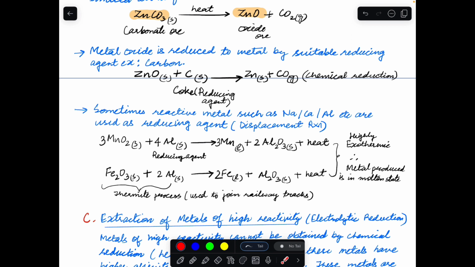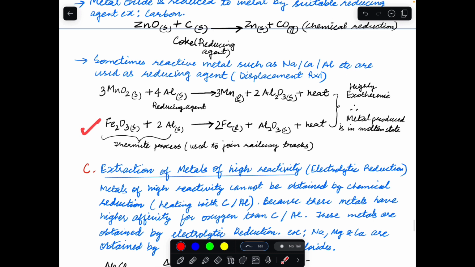Now these two reactions are highly exothermic. Therefore, the metal which is produced in these cases is in the molten state. Have a look here. Here I have shown zinc in the solid state, but here I have shown manganese and iron in the liquid state. Why? Because the medium is at high temperature and the reaction is exothermic. Therefore, we show the metal in the liquid state. So we will obtain solid metal by cooling down the liquid.